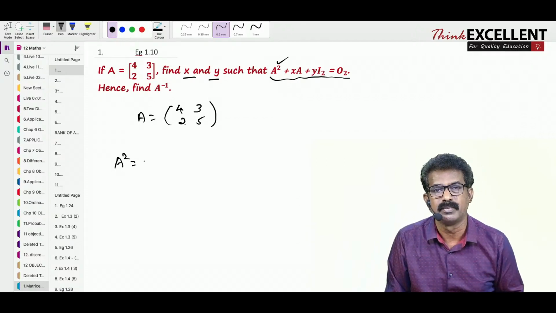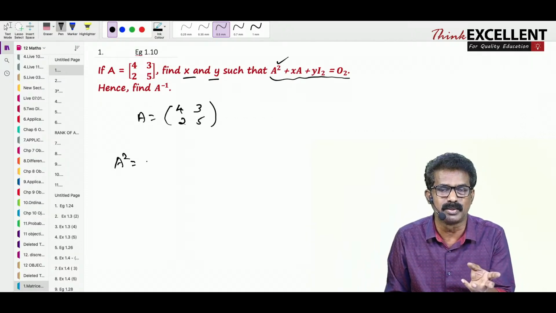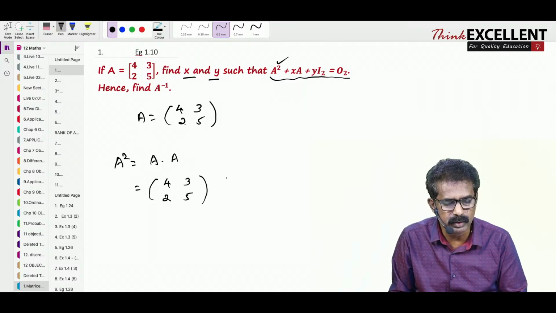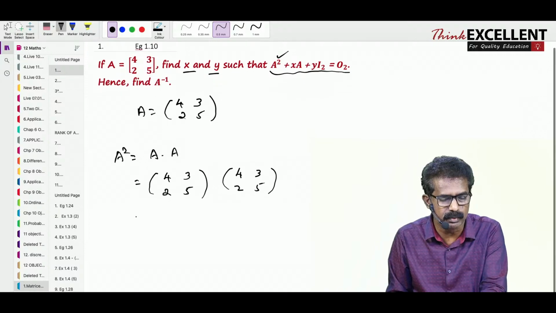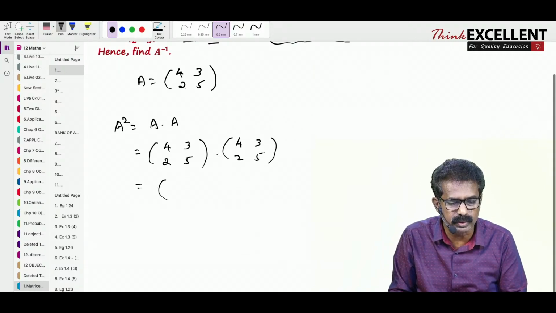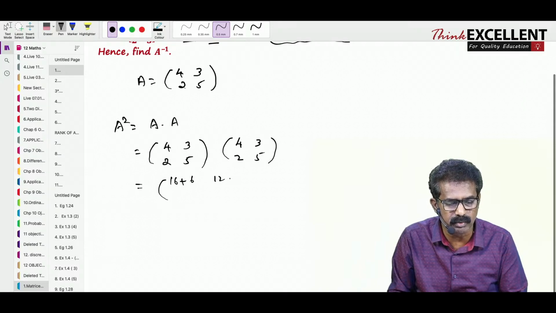A square அப்படியே ஸ்கொயர் பண்ணி வச்சுருவாங்க some students. Okay, don't square it as it is. A square means A into A. So write it 2 times: [4 3; 2 5] into [4 3; 2 5], row by column method. So first row into first column: 4 4s are 16 plus 3 2s are 6. First row, second column: 4 into 3, 12, 3 into 5, 15.